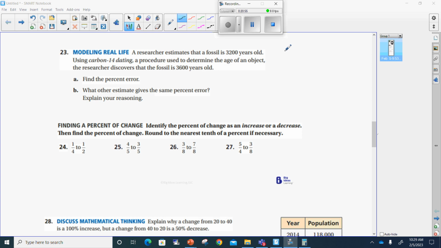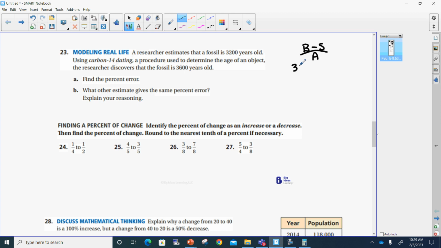We have a slightly different formula for this. We take the big number minus the small number, and we divide it by the actual number. The big number, of course, is going to be 36,000. The small number will be 32,000. The actual number, remember, this was an estimate, that wasn't really it, so we divide by 36,000, the actual number. 36,000 minus 32,000 is going to be 4,000. I'm sorry, actually that's 4,000 over 36,000.